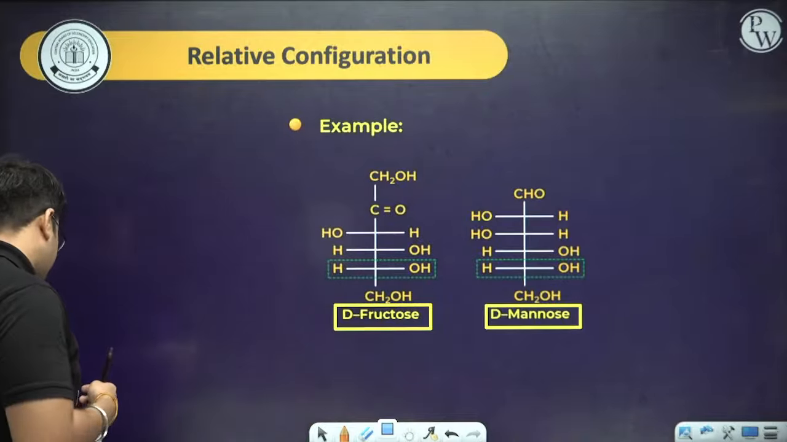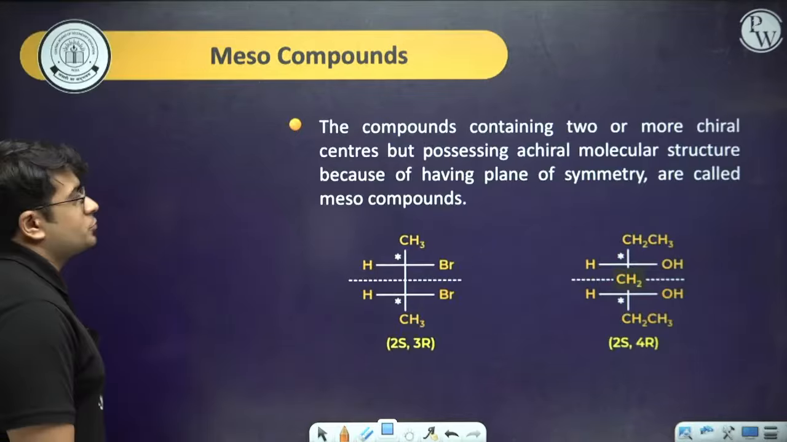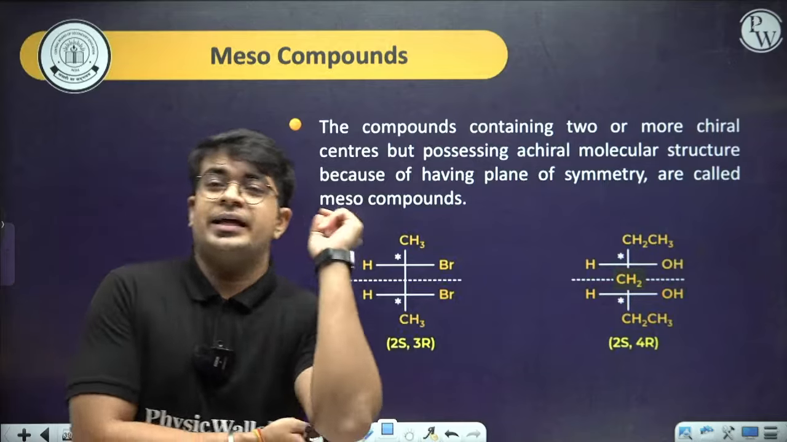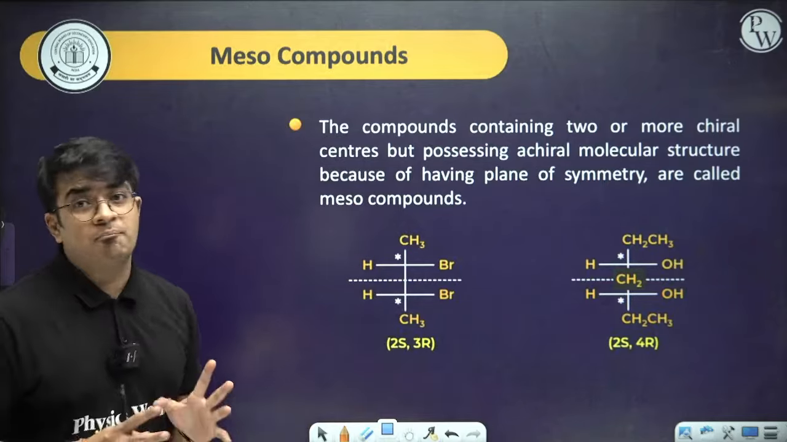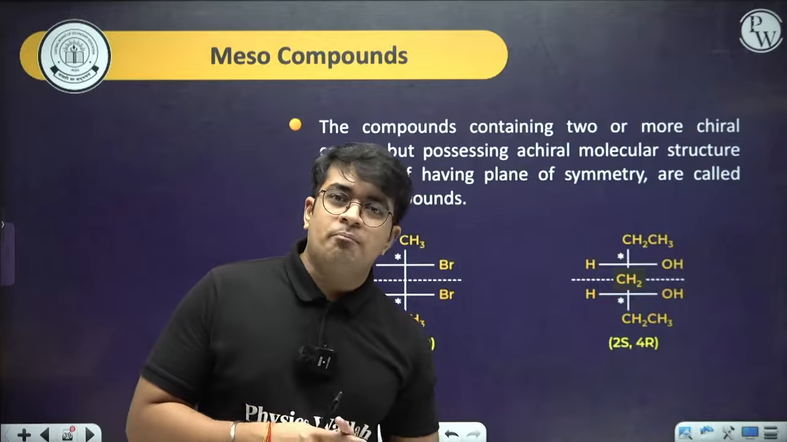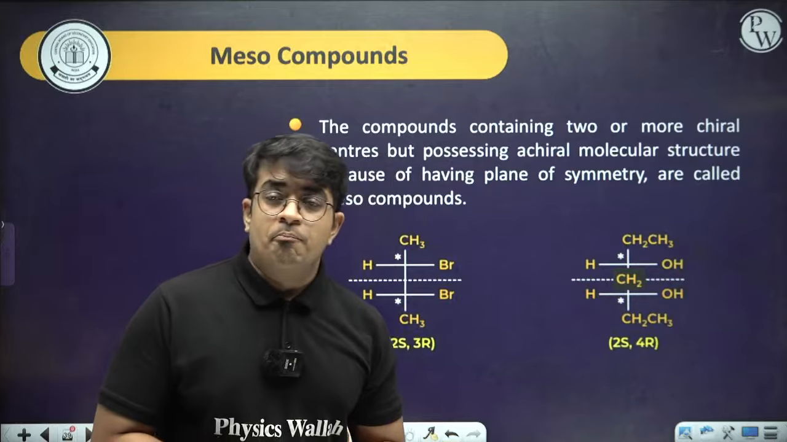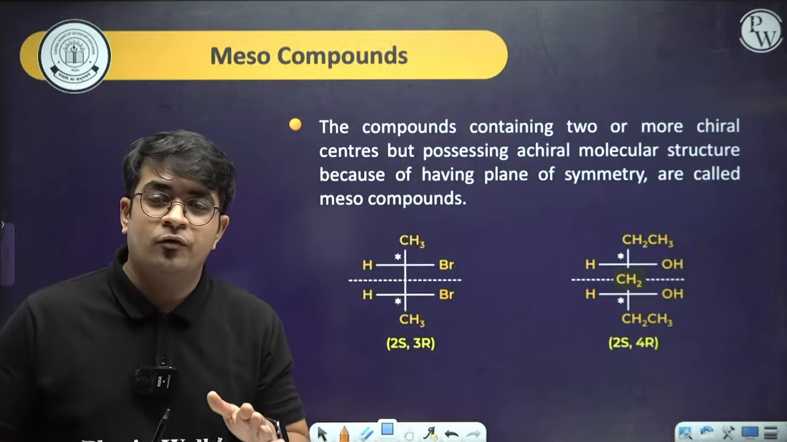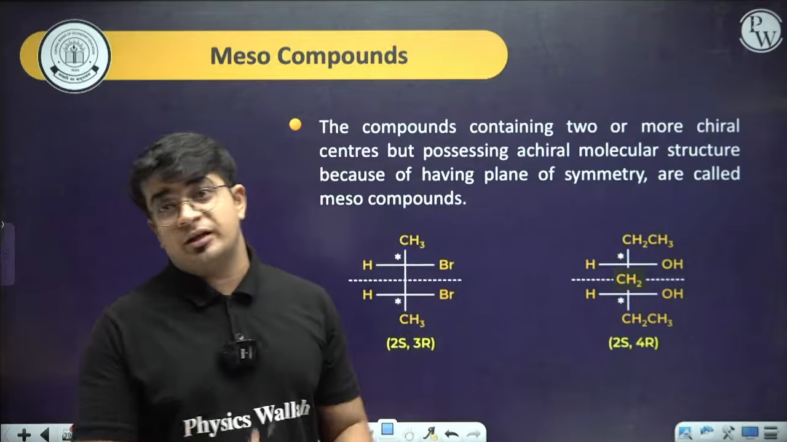Okay. Now, if I talk about the next part, just like diastereomers, just like enantiomers, we have a specific set of compounds which are known as meso compounds. Again, meso compounds are compounds which have multiple chiral centers. But the case is, these types of compounds have an internal plane of symmetry which can divide the molecule into two equal halves which are mirror images of each other.